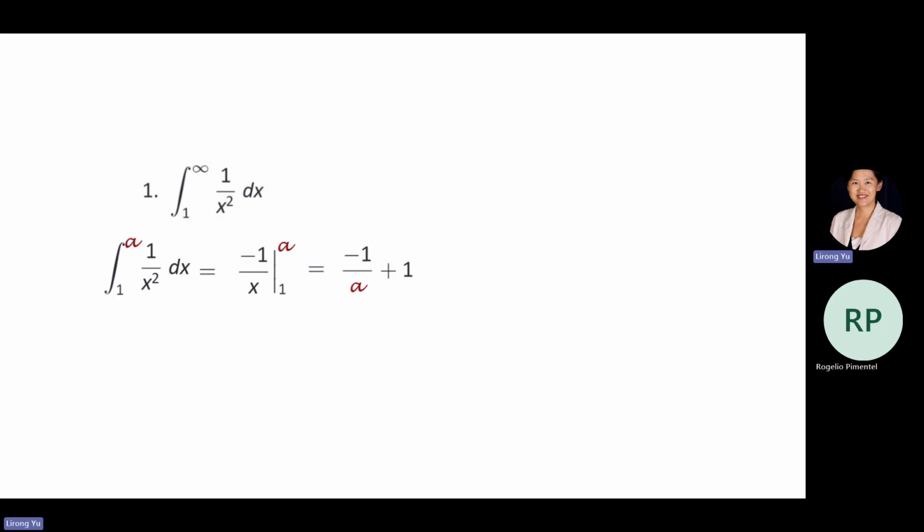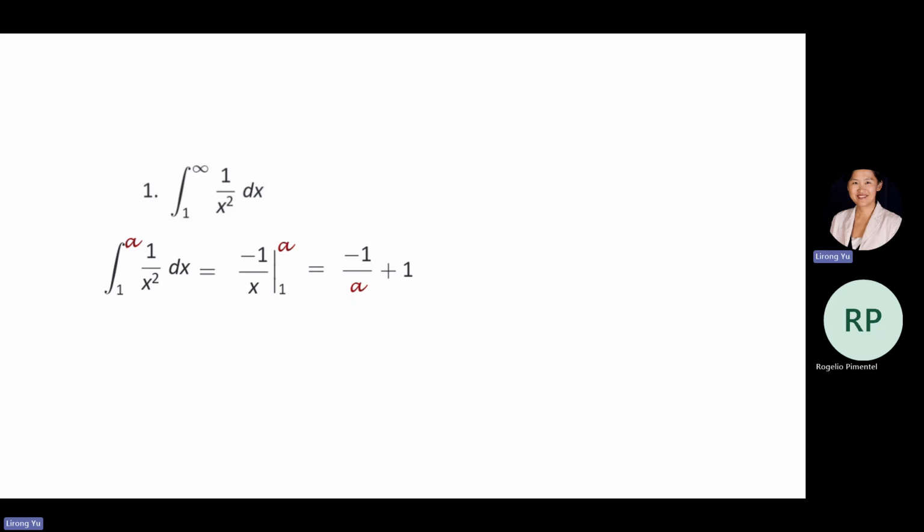So anyway, once we find the antiderivative, we're going to put in the integration limits. They were a and 1. If x equals a, it is -1 over a. If x equals 1, it is -1 over 1. So we subtract -1, so plus 1. So about the integration process, any question?